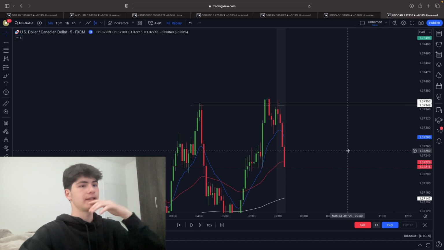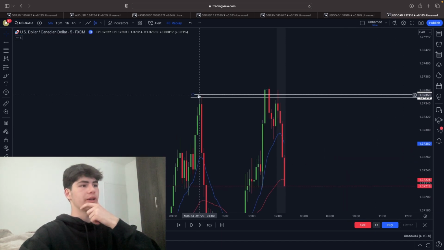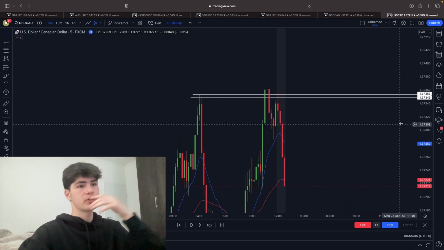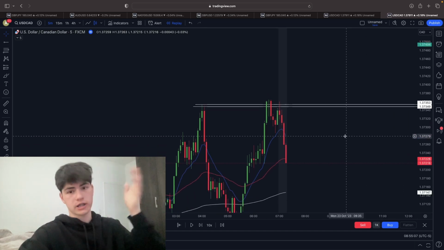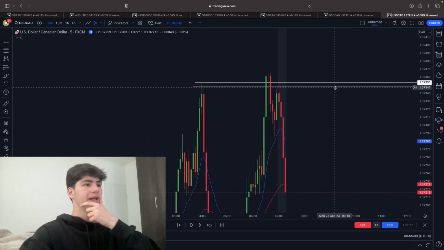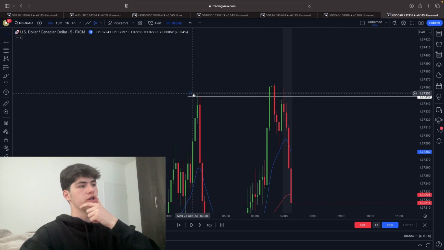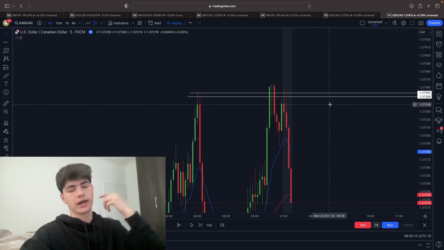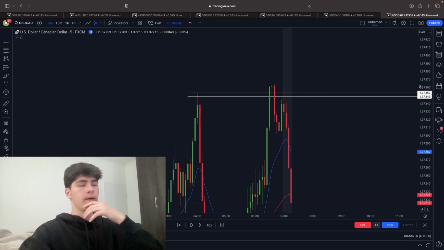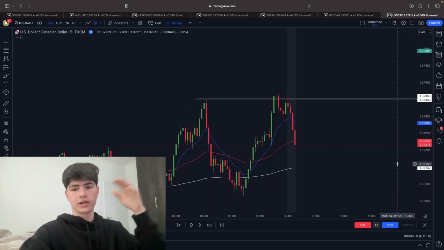I am not taking anything like this if it closes above the top wick here, because then it could keep pushing up, but this one didn't, and it actually won. But all we needed it to do was just close below this top wick here, and it didn't. So this is invalid. So yeah, this is just how I trade liquidity grabs.